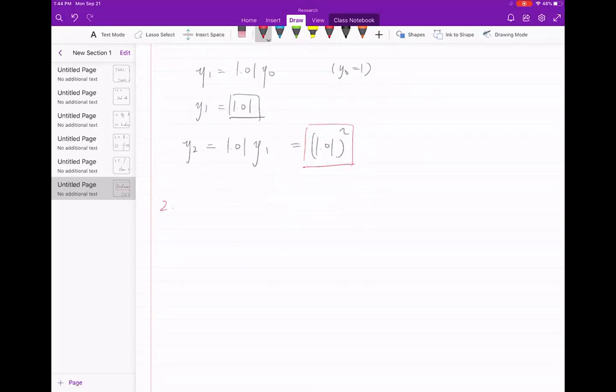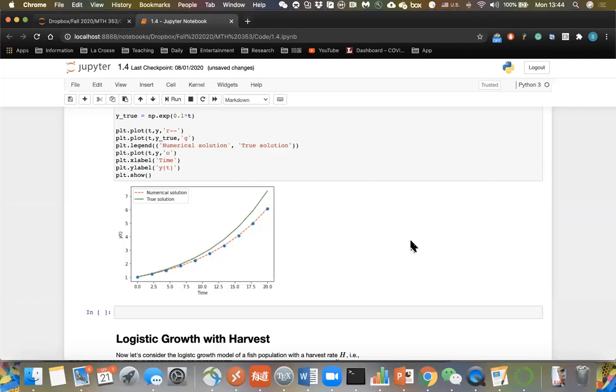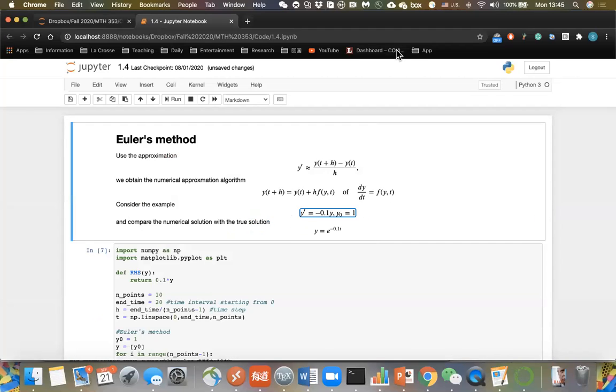Should I show an example now or let's see. Yeah, let's show it later. Or actually, let's show it now. Let's code it into a for loop. Okay. This is what we have from the Euler's method.